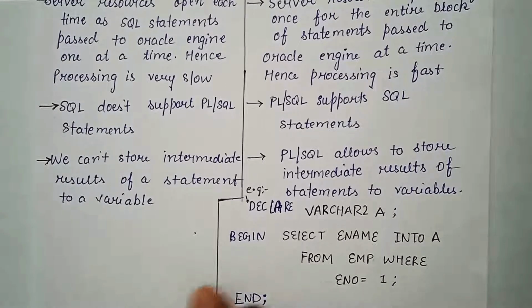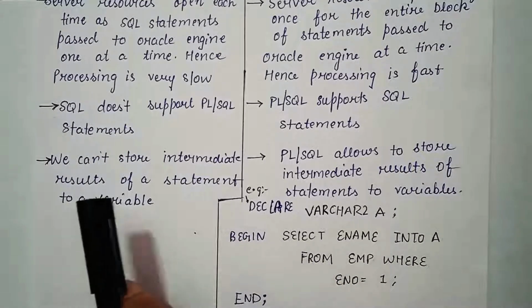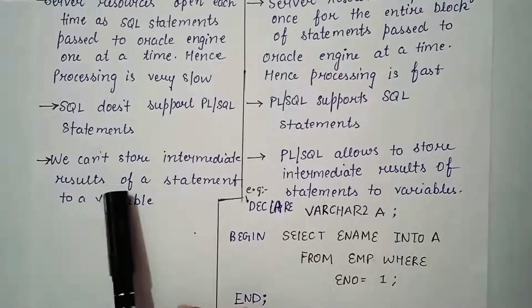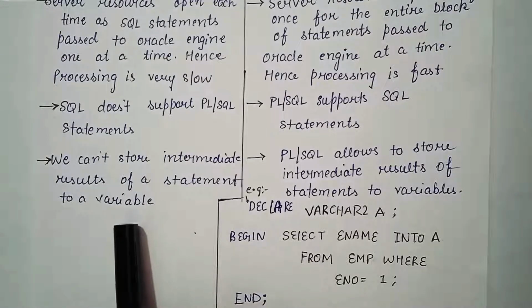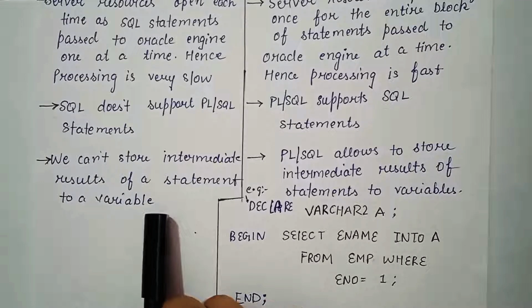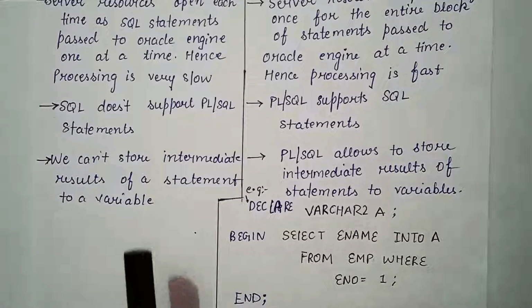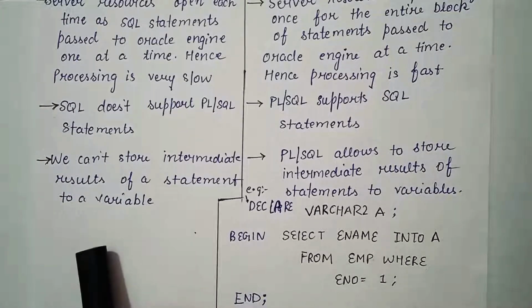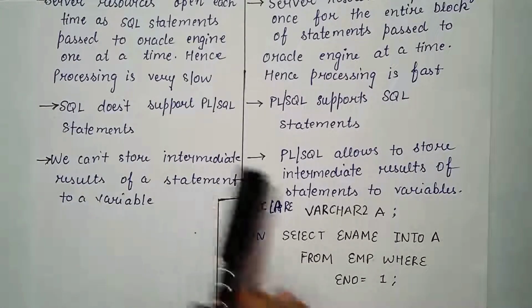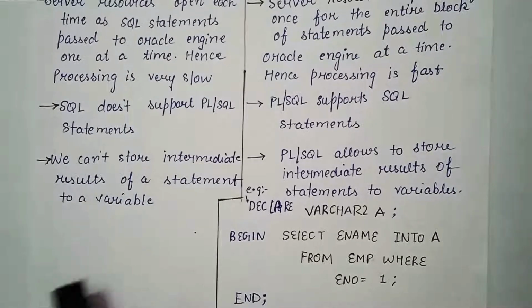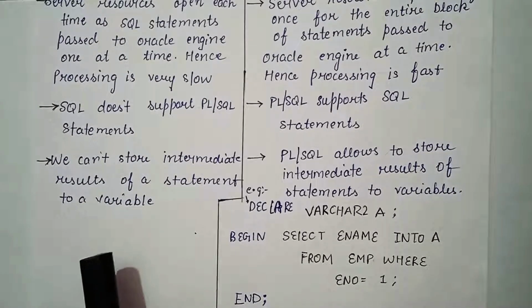Now let's see the next difference. It's also one of the most important differences between these two terms. What is it saying? We cannot store intermediate results of statements to a variable in SQL. Let us understand this with an example. Let's say we want to store the result provided by a particular statement to some variable. We do not have any provision in SQL to fulfill this. We cannot store the result of a statement to a particular variable. There is no mechanism available in SQL.